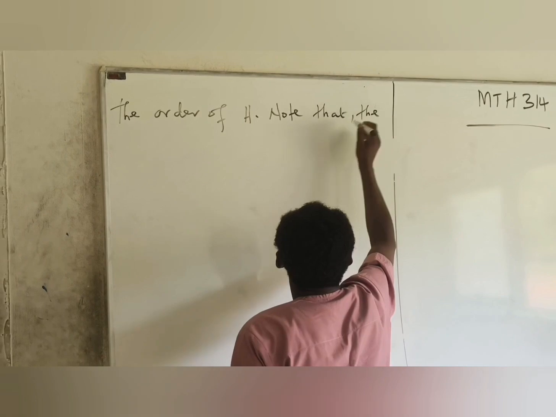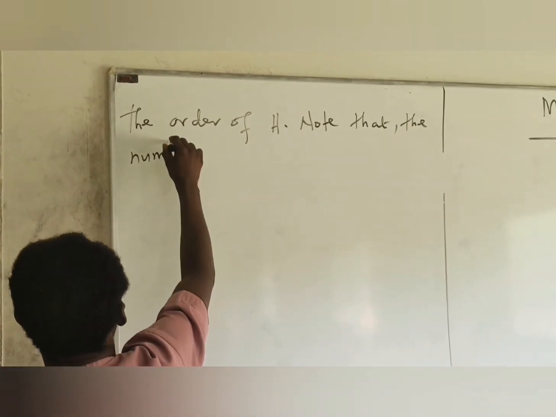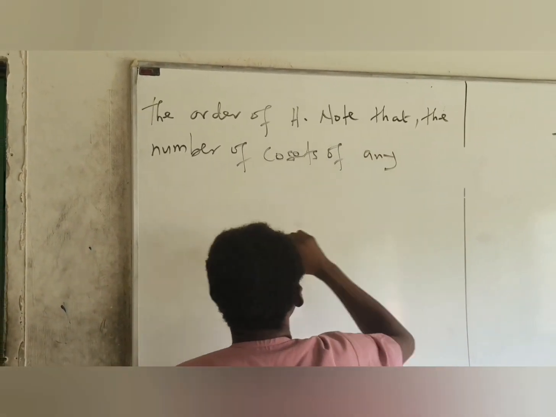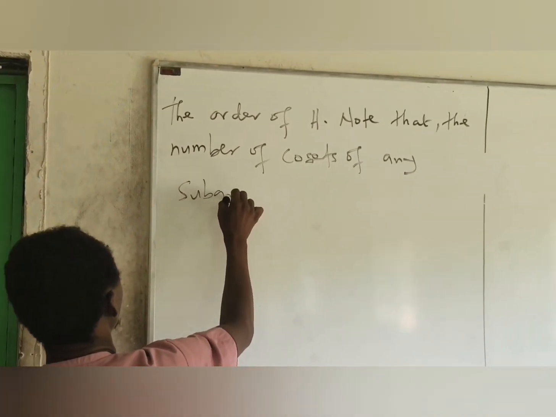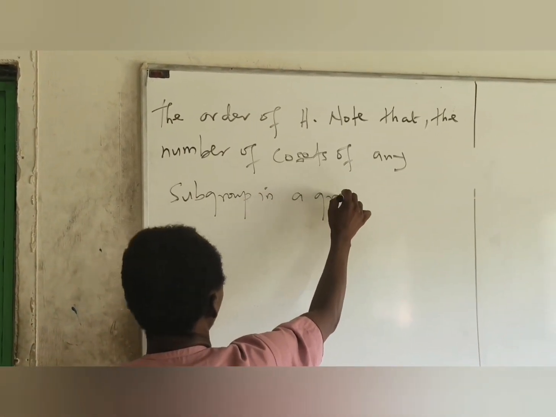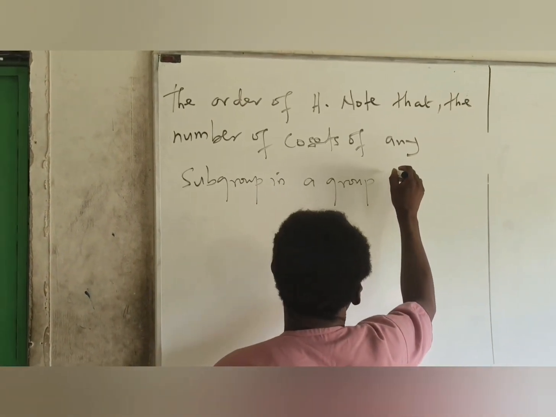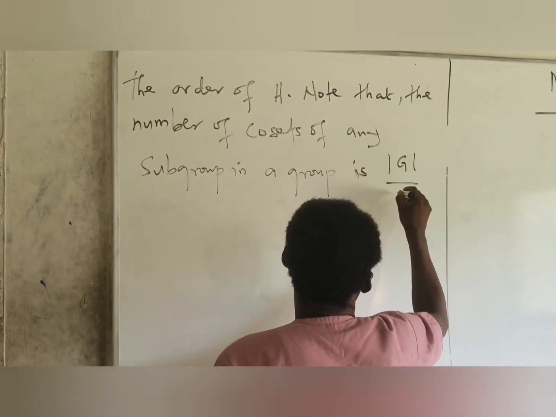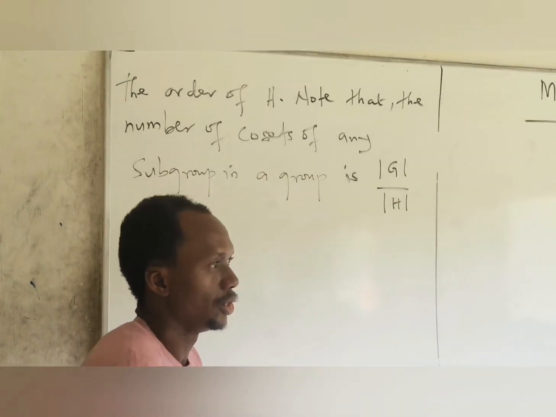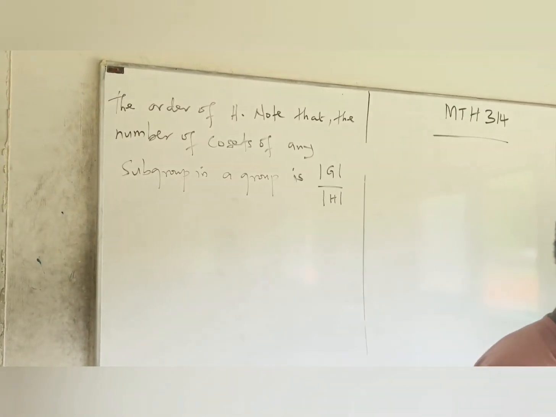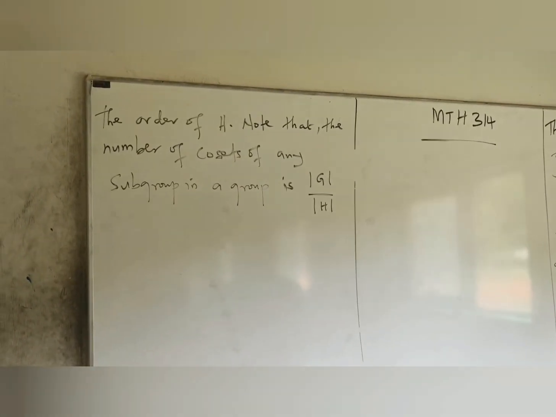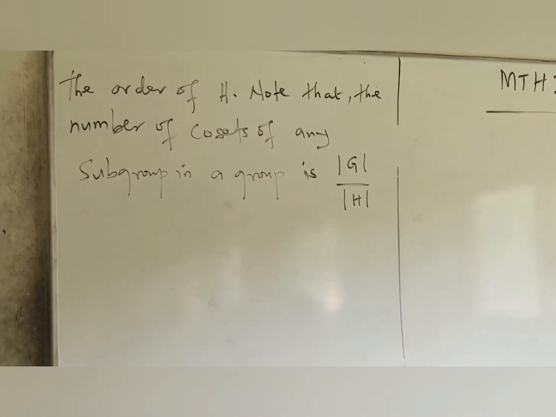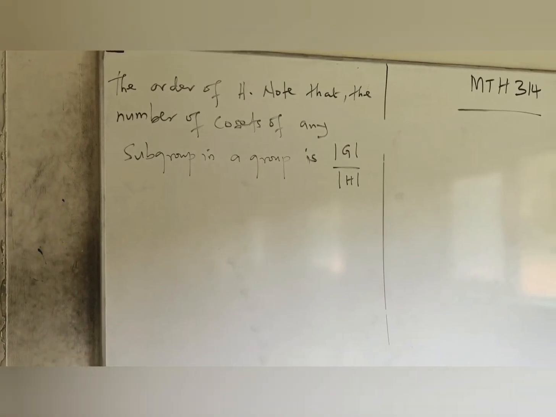So that the number of cosets of any subgroup in a group is the order of G over the order of H. So when we divide the order of G by the order of the subgroup, then we know that this is the number of distinct cosets of a given group. You understand? This is the number of cosets we are going to get.